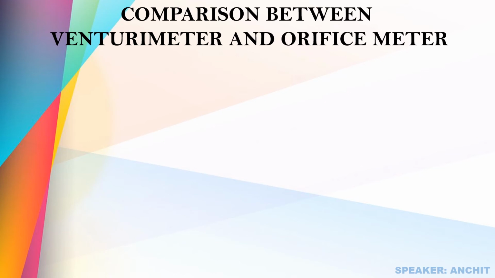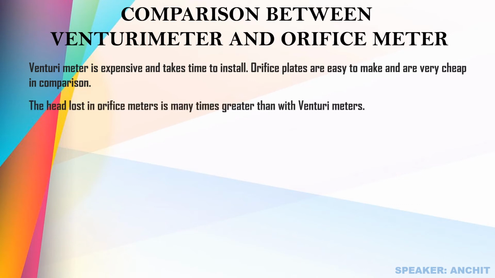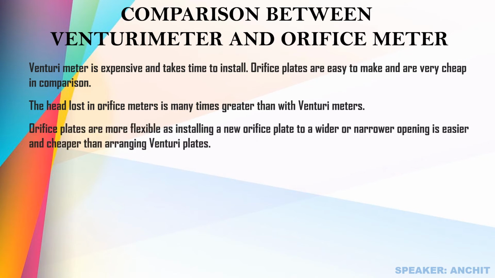Comparison between Venturimeter and orifice meter. Venturimeter is expensive and takes time to install, but orifice plates are easy to make and are very cheap in comparison. The head loss in orifice meter is many times greater than with Venturimeters. Orifice plates are more flexible, as installing a new orifice plate to a wider or narrower opening is easier and cheaper than arranging Venturi plates.